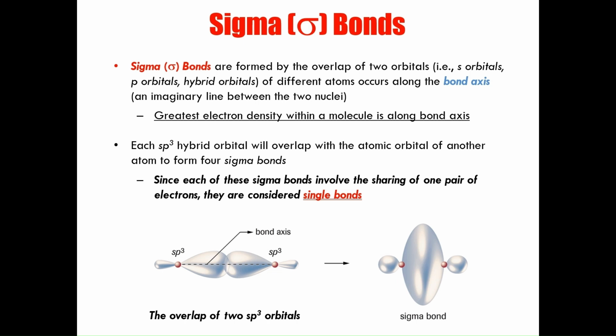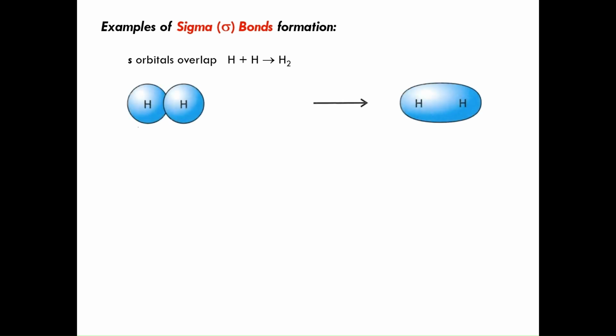This slide shows examples of sigma bond formation. Here you can see that sigma bonds can be formed from the overlap of a variety of different types of orbitals. The first example is of two s orbitals overlapping with one another to create a hydrogen molecule. Here you can see the 1s orbitals of two different hydrogen atoms overlapping with one another to create one large sigma bond orbital, again with the electron density firmly held between the two atomic nuclei.